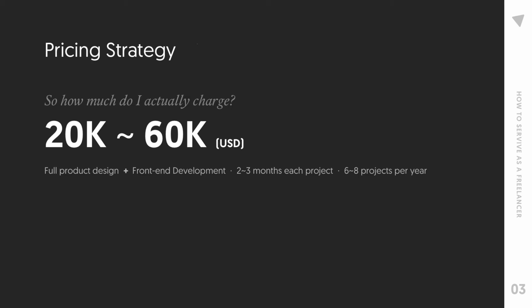So for me right now, I found the sweet spot, especially for the people I've been working with. I know people charge so much more than what I'm charging here, but the sweet spot for me is 20k to 60k for full product design plus front-end development. So it really depends on how big the app is. When I build the app, it's usually around that range.